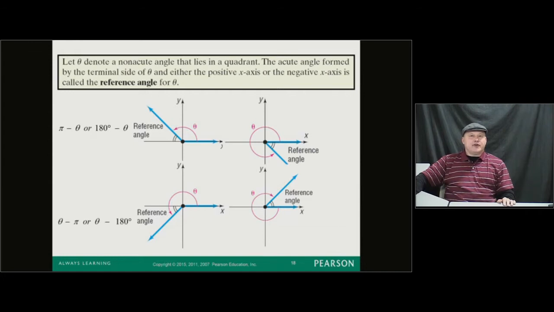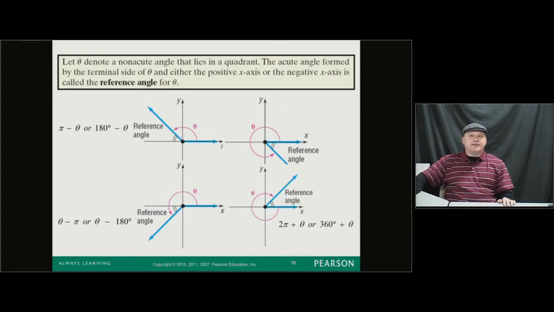If it's in here in the third quadrant, then it's going to be coming from the negative x-axis to the terminal side again. So basically, the first 180 degrees or the first pi radians, you have to remove off. So it's either going to be theta take away pi or theta take away 180 degrees. That gives you the reference angle.